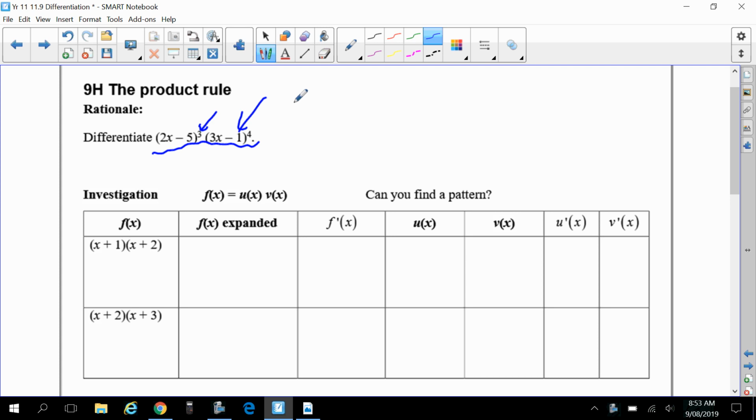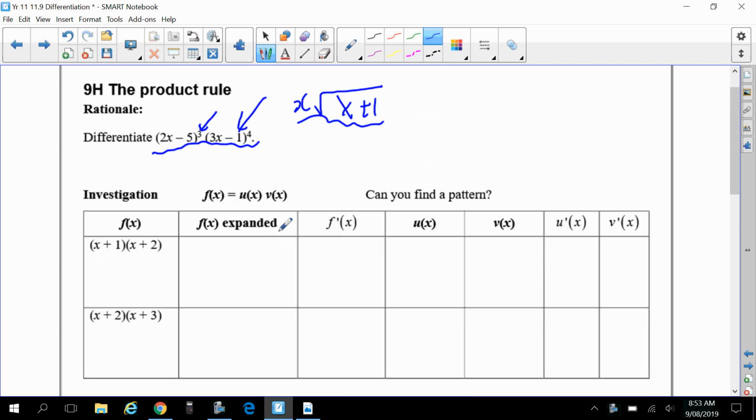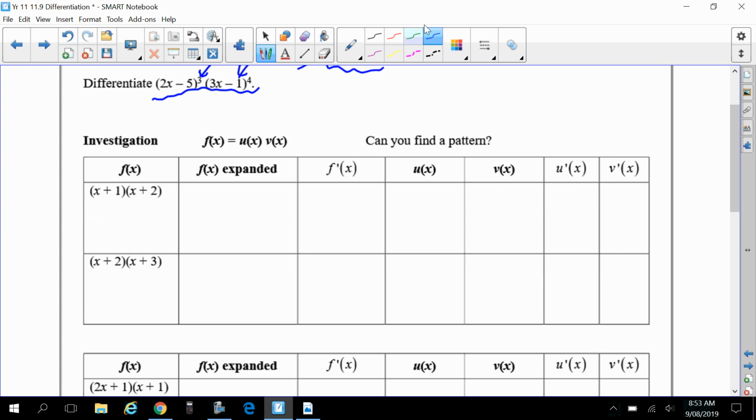And furthermore, what if you have to do this? You can't even expand. How do I differentiate this? So to answer these questions, we have to get a rule. And to do that, we do some investigation. I'm sure some of you know that rule already, if you read ahead, but let's go through. Let's do some investigation. So we're going to expand this.